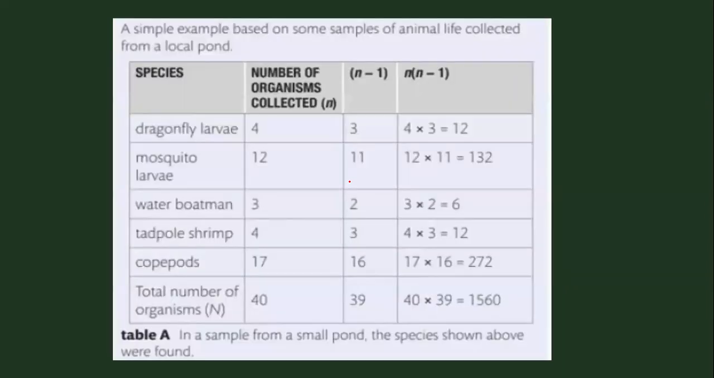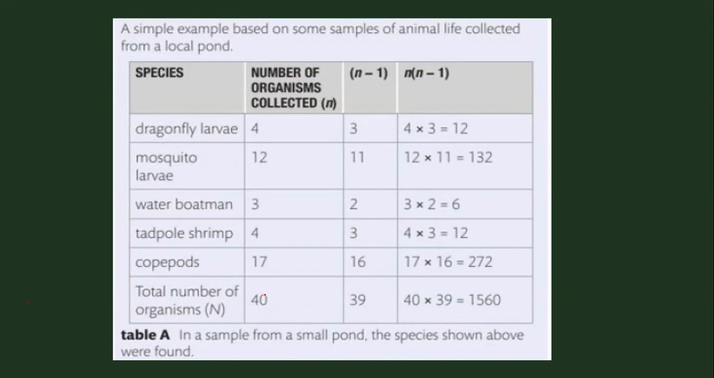For example, let's discuss this. They have given you this table. You have the different species here, and you have the number of individuals of each species: 4 dragonflies, 12 mosquitoes, 3 water boatmen, 4 shrimp, 17 copepods, and then your total number of organisms is 40.